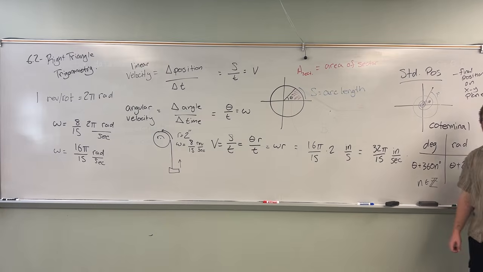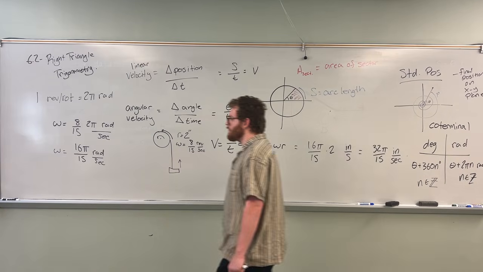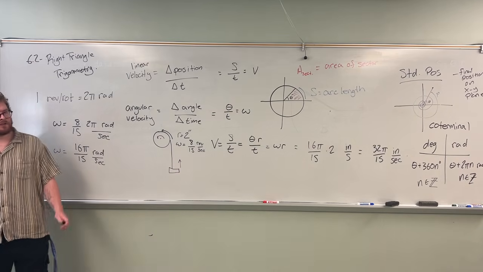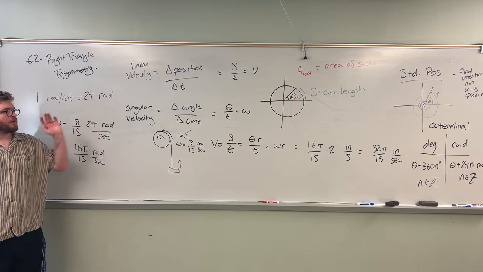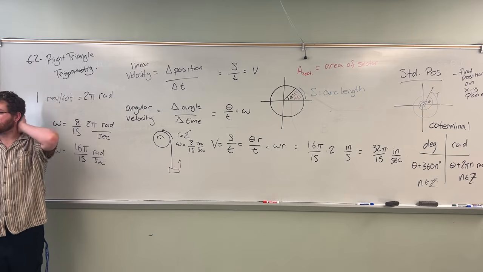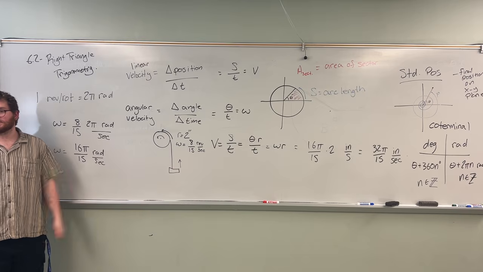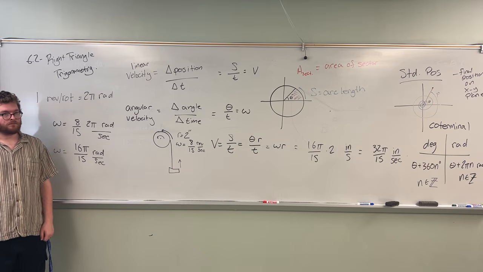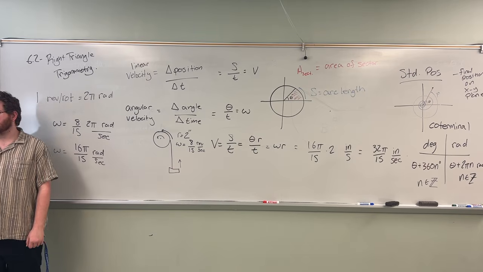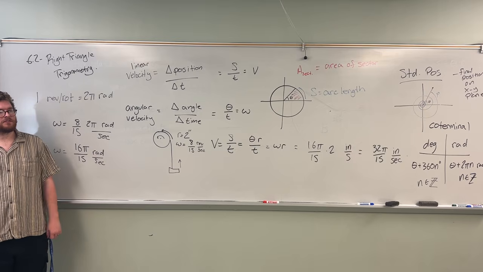There might be a couple questions in the homework about finding coterminal angles. I know there were quite a few in the book when I looked through it, so there might be some there. Any questions about coterminal angles, or standard position, or anything? Y'all are free to ask any questions that y'all want.